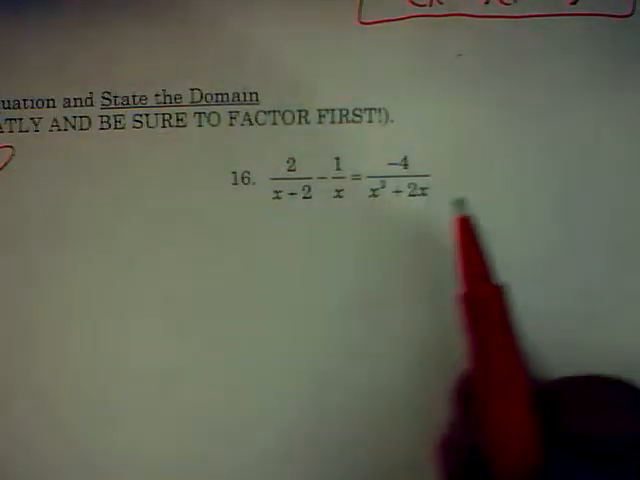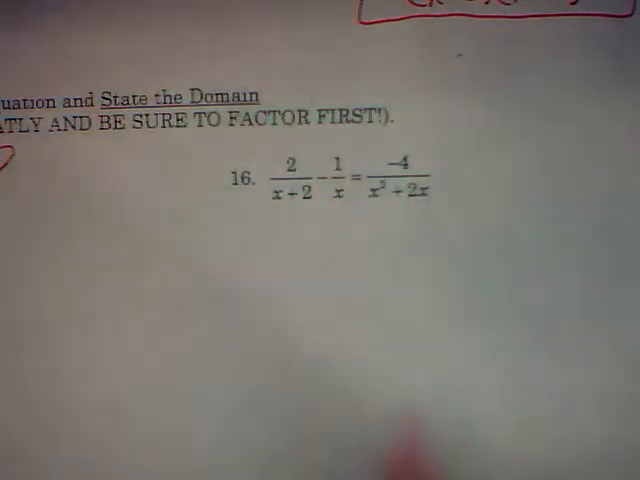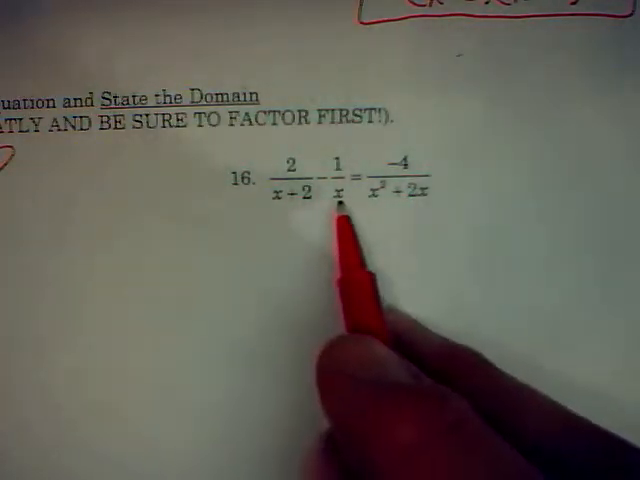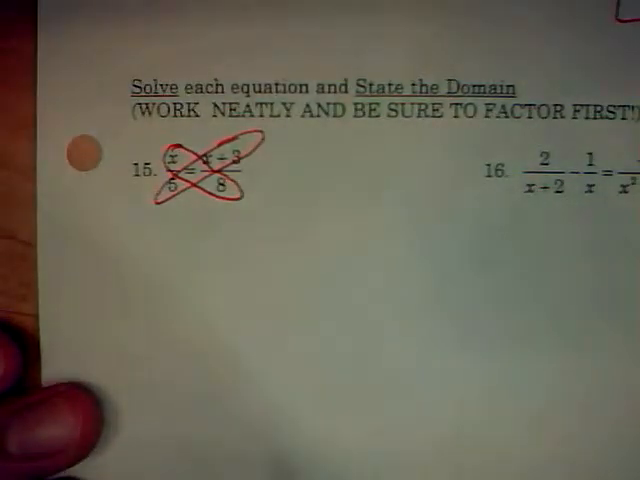As opposed to 16 here, where you have a fraction minus a fraction equals a fraction. So you have three fractions here, or you have two terms on one side and one on the other. This one you cannot cross multiply. So on 15 we can cross multiply.